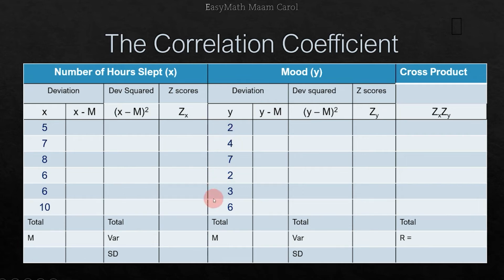Same thing with the Y o yung mood natin, yung Y variable. Andito na yung mga values nung mood rating. We will get the total. We will get the mean or the average. We will subtract each value with the mean para dito. We will square the value of this para dun sa deviation squared. We will get the total. We will get the variance and then the standard deviation. And then we will convert the values into Z-score.